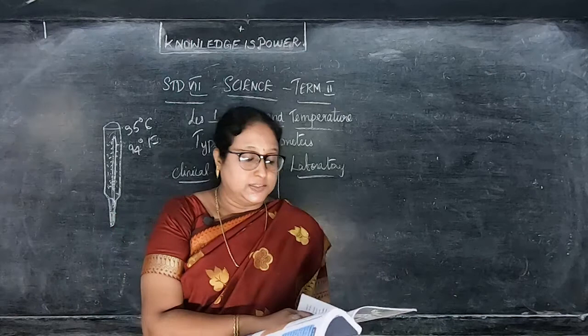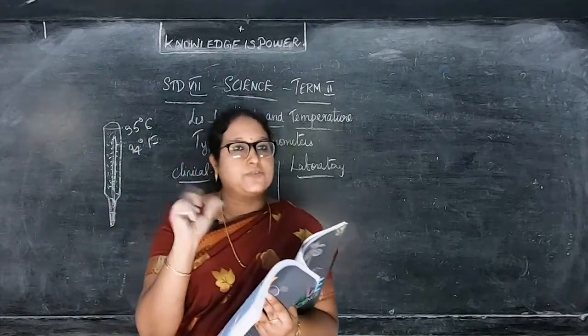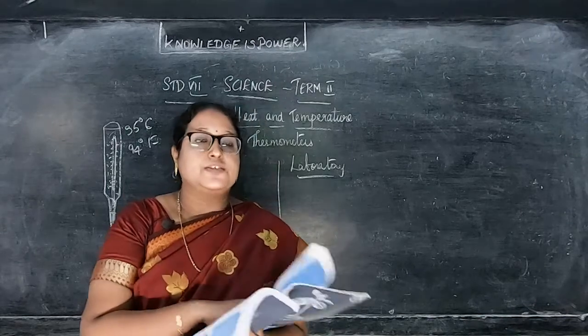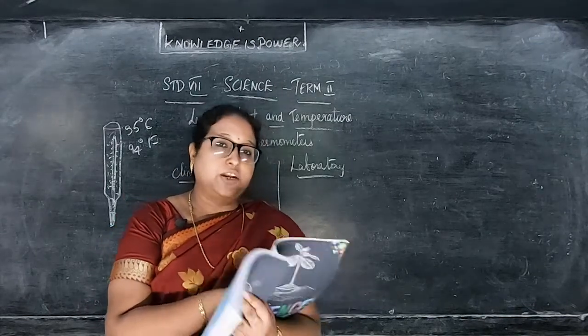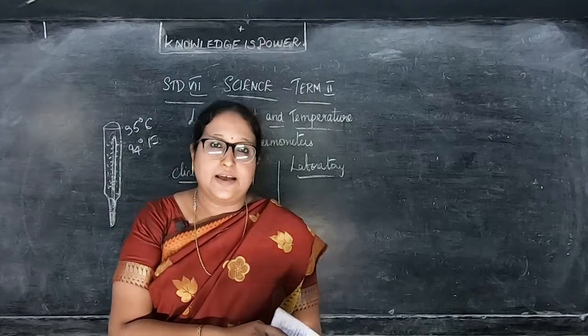Now, before use, the mercury level should be below 35 degrees Celsius. So, first you have to jerk the thermometer. Before use, what happens? The mercury level should be below 35 degrees Celsius or 94 degrees Fahrenheit.